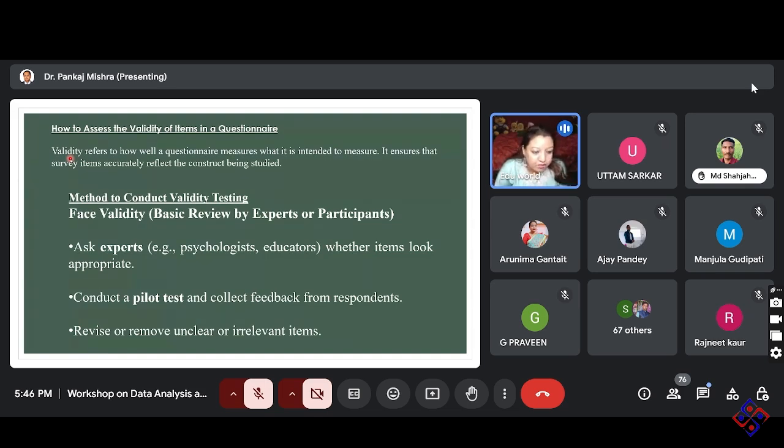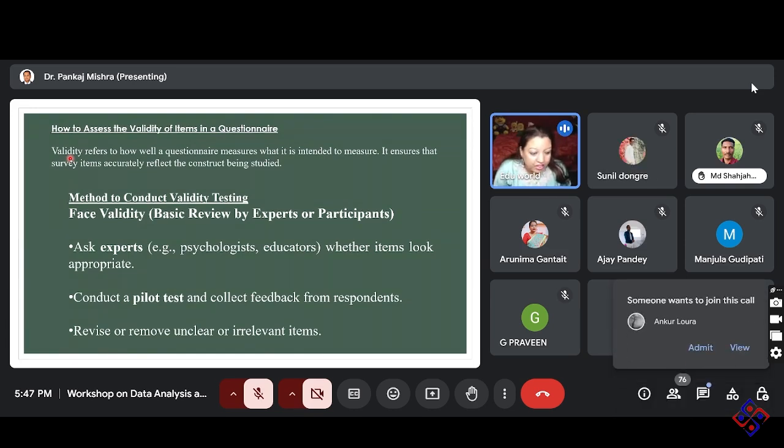Face validity is when you look at the items in an open way, not minutely, and you get an idea: yes, these items are very much related with my study. So that is face validity. Now, after doing the face validity, ask an expert whether the items look appropriate or not.